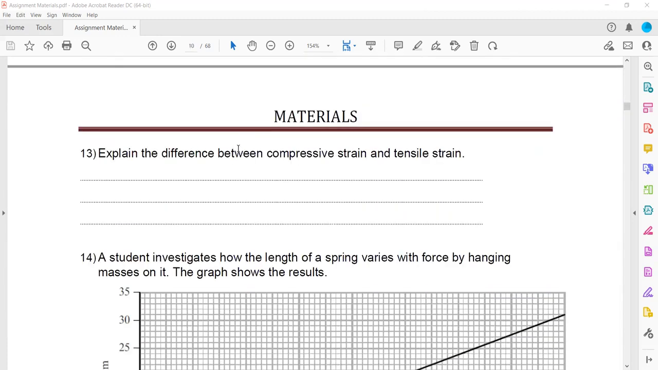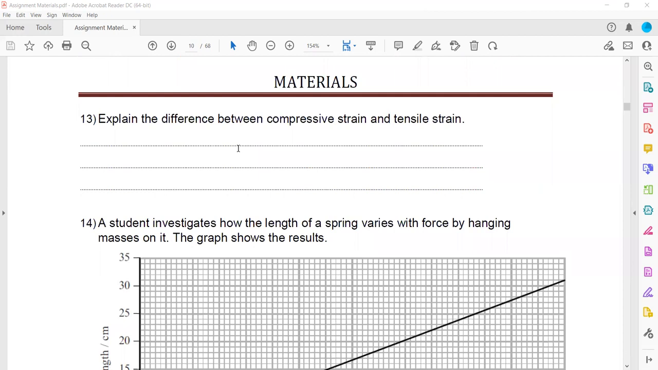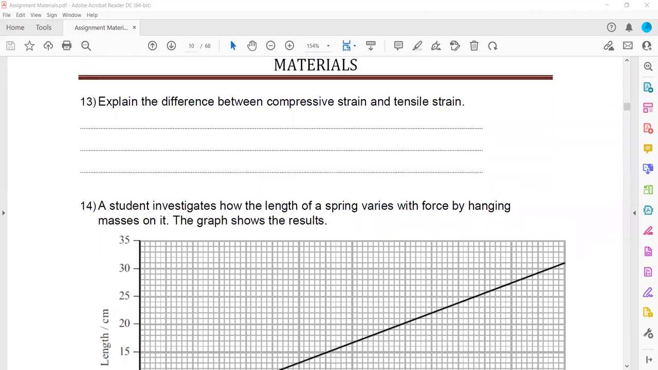Question 13: explain the difference between compressive strain and tensile strain. So what is the difference between compressive strain and tensile strain? Compressive strain means if an object can undergo a large plastic deformation under compression, we call that a compressive strain. And if an object can undergo a large plastic deformation under tensile stress or tensile force or under tension, we call that a tensile strain.